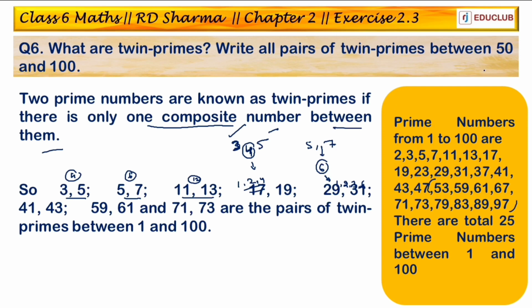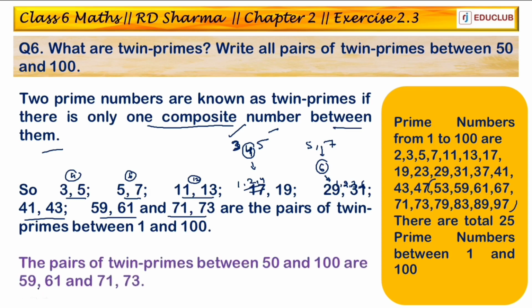It is asked for 50 to 100. The ones above are below 50. So between 50 and 100 the twin primes are 59, 61 and 71, 73, because 60 is the composite number in between here, and 72 is the composite number here. So these are the twin primes between 50 and 100.